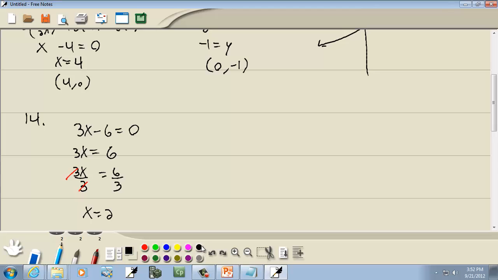Those 3's cancel. Remember, if you get x is equal to a number, it's a vertical line at that number. So we're going to go to 2. And we'll draw a vertical line. Now if we had y here, you'd do the same thing. You want to get the y by itself and then it would be a horizontal line at that number.